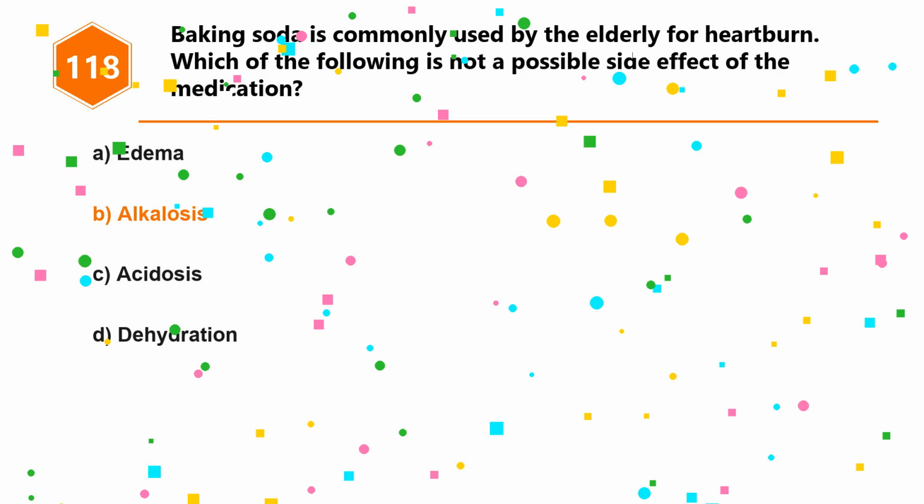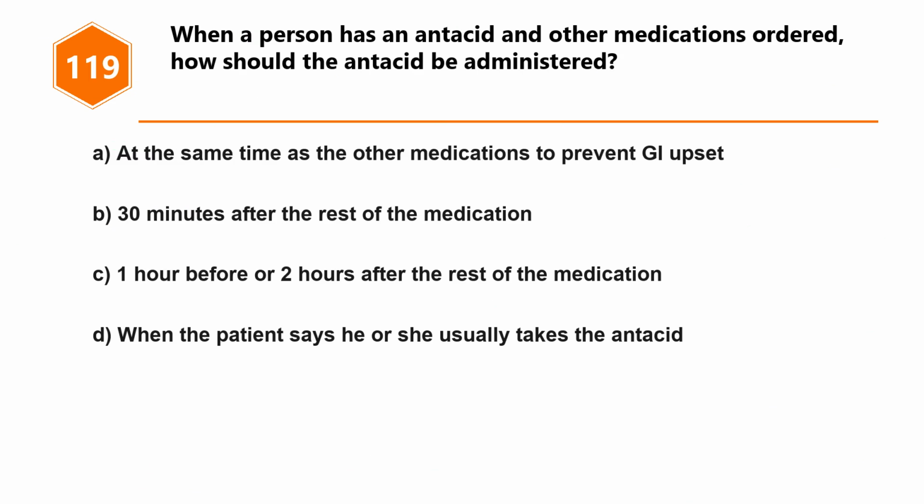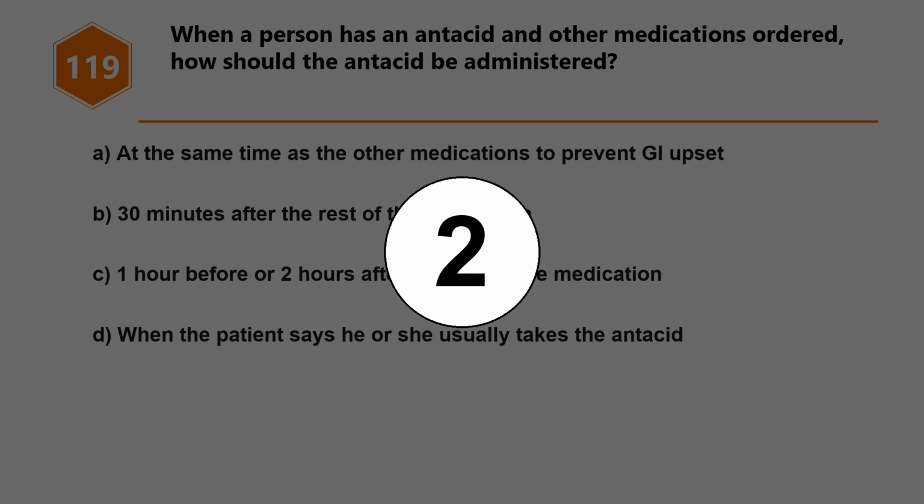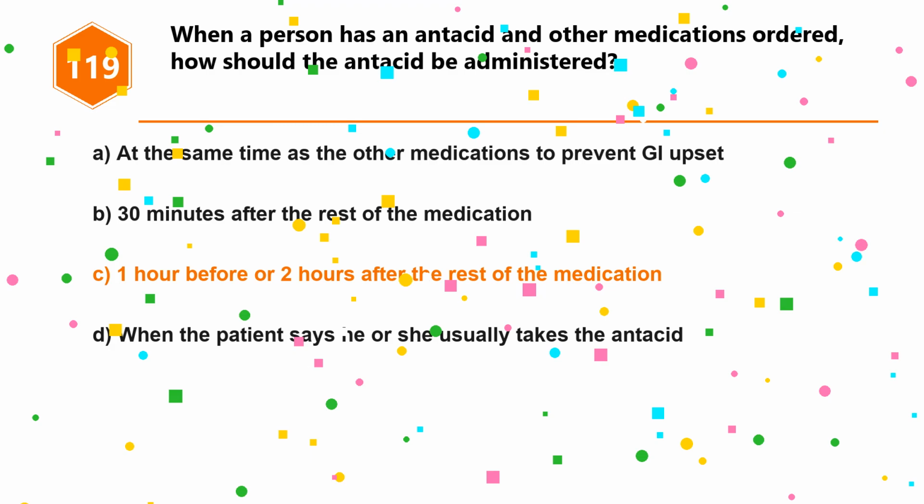Alkalosis. Question 119. When a person has an antacid and other medications ordered, how should the antacid be administered? Option A. At the same time as the other medications to prevent GI upset. Option B. 30 minutes after the rest of the medication. Option C. 1 hour before or 2 hours after the rest of the medication. Option D. When the patient says he or she usually takes the antacid. The correct answer is option C.